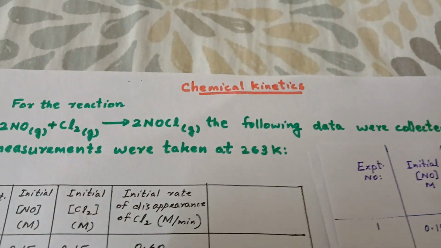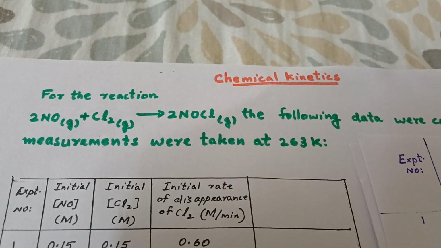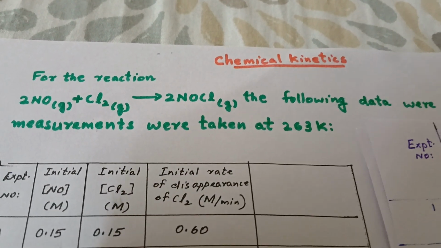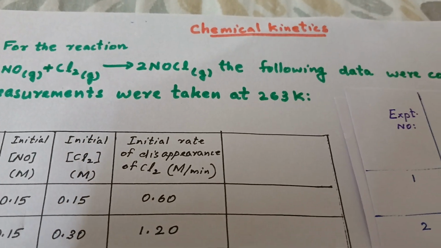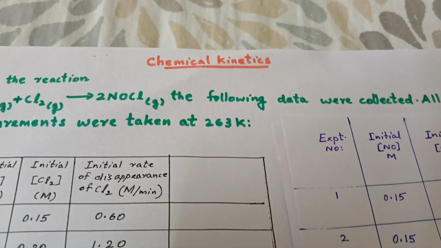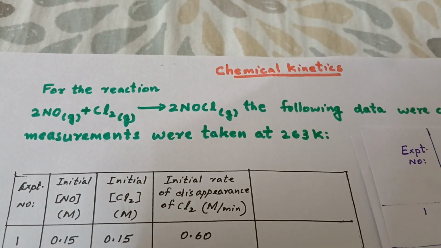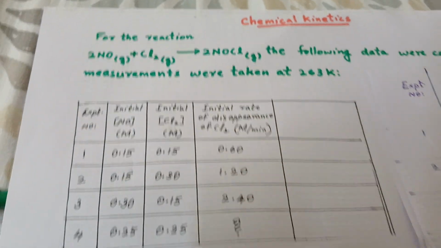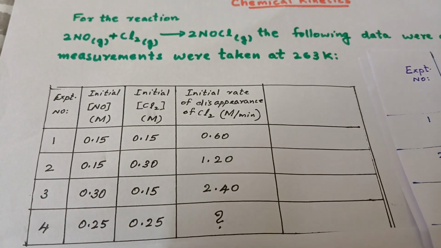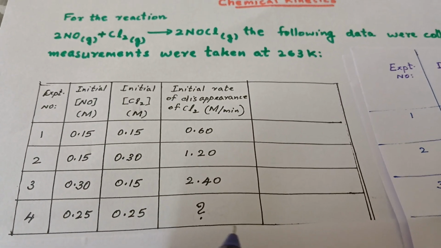A previous year board question from the chapter of chemical kinetics. For the reaction 2NO gaseous plus Cl2 gaseous giving 2NOCl, the following data were collected. All measurements were taken at 263 Kelvin. Four sets of experimental data are given.